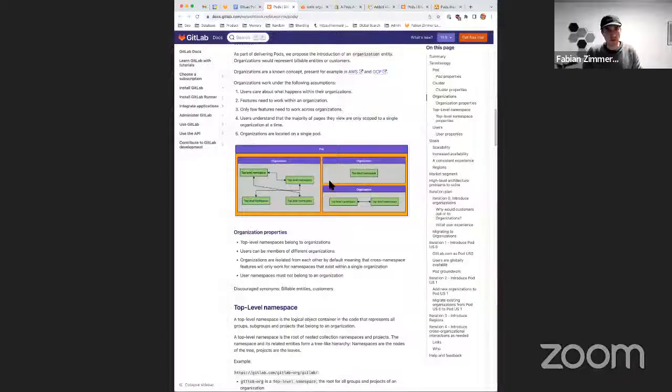Here's an illustration of this. Most organizations that are on gitlab.com already just have a single top-level namespace. But some have multiples. GitLab is an example of that. We allow people to have more. So that's sort of a central thing that underpins the proposal from how GitLab operates.